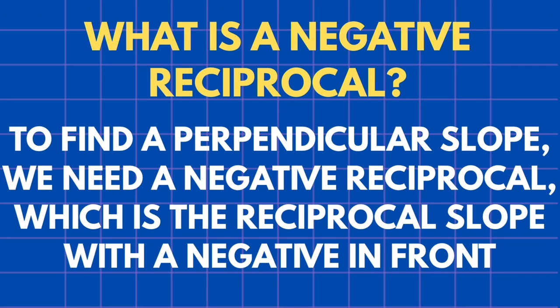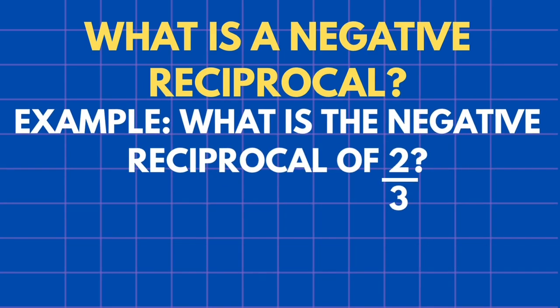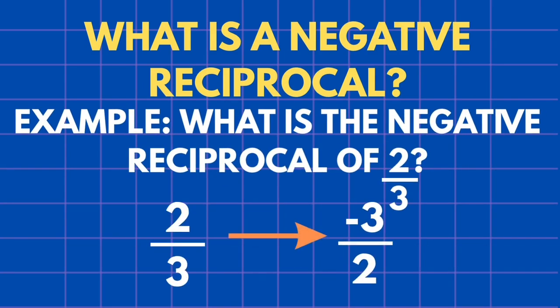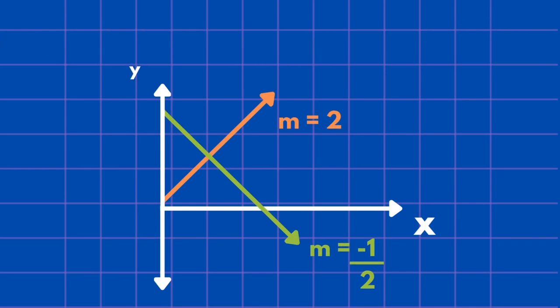Now, what is a negative reciprocal? To find the perpendicular slope, we need the negative reciprocal, which is the reciprocal slope but with a negative in front of it. For example, if we have the fraction 2 over 3, its negative reciprocal would be negative 3 over 2. It's important to note that if we started with a negative slope, the slope of the perpendicular line would become positive. This relationship creates the exact amount of directional change needed for a 90-degree angle. One line rises while the other falls in the opposite way.